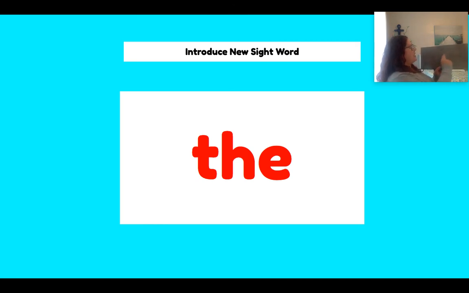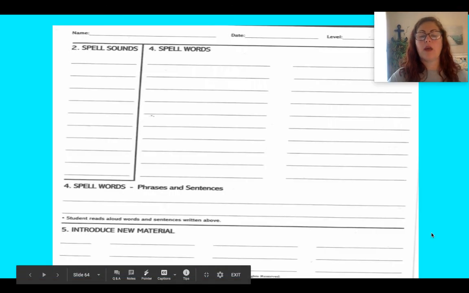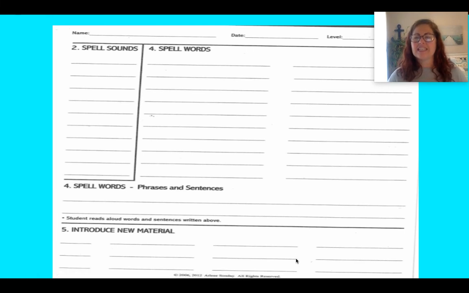T-H-E says the. T-H-E says the. T-H-E says the. Do that 3 times. Then have them write it while saying it under the new material section. T-H-E says the. T-H-E says the. T-H-E says the. Okay, so now they have 2 more sight words.